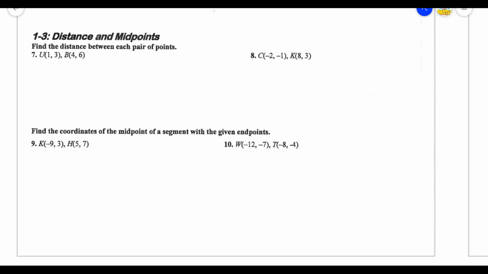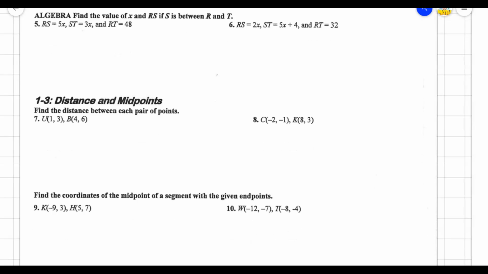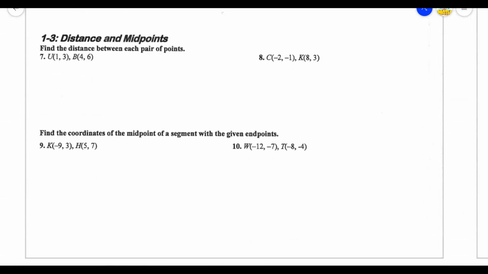Okay, we're going to pick up right where we left off in the chapter 1 test review yesterday. We left off with the segment addition situation. So now we'll look at distance and midpoints and then our angle relationships. So the first thing we want to talk about is the distance between 2 points. If you remember, we used Pythagorean theorem for this.